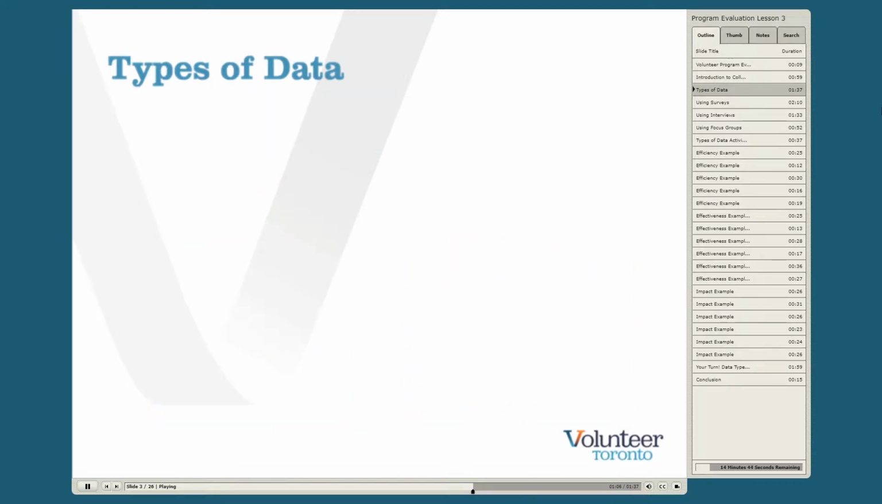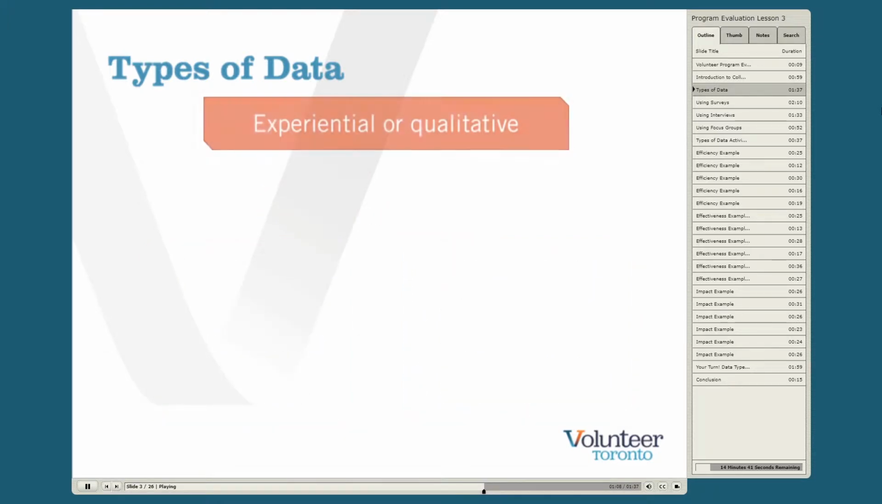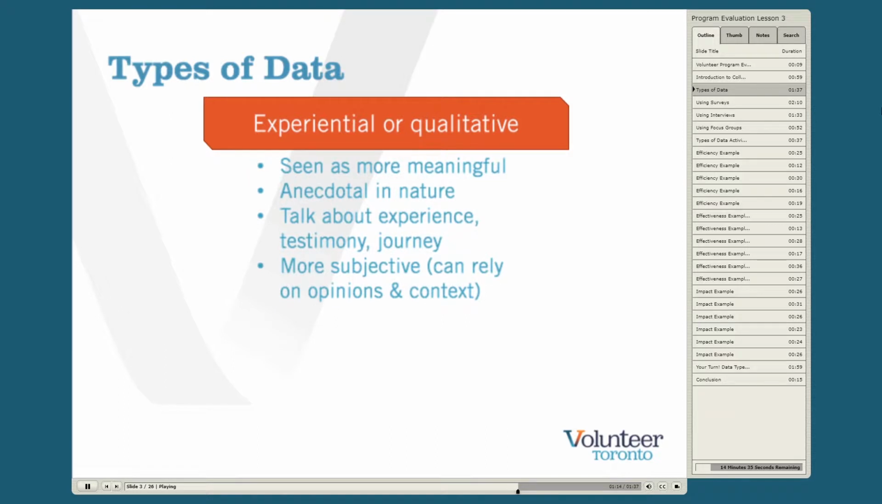The other type of data you can look to collect is experiential data, also known as descriptive or qualitative data. This type of information is sometimes seen as more meaningful than quantifiable data, and is often anecdotal in nature, instead of using numbers. As an example, you could ask a stakeholder about their experience, such as a volunteer's testimony of their satisfaction, or a client sharing their journey of working with the volunteers in the organization. This data, however, is more subjective and can rely on the opinions and context of the individual providing the information.